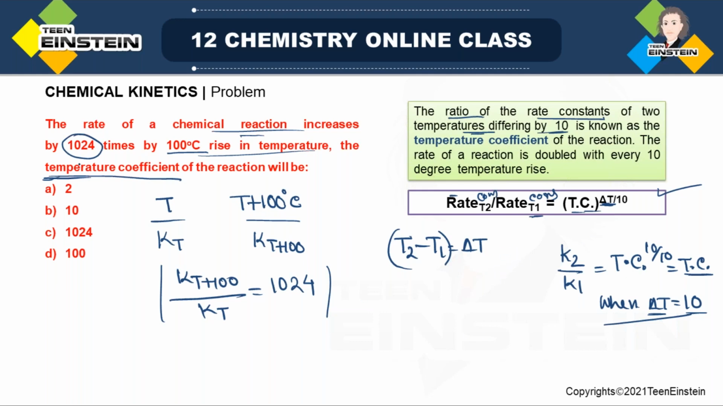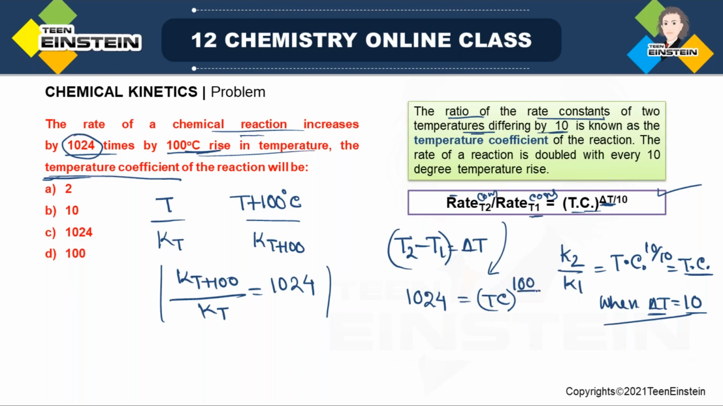Here it is given 1024 times. That means using this equation, K2 by K1 will be 1024, and we have to find the temperature coefficient. Here del T is basically 100 degrees centigrade. We do not know the final temperature and initial temperature. We only know the difference between the initial and final temperature, and that information is enough.